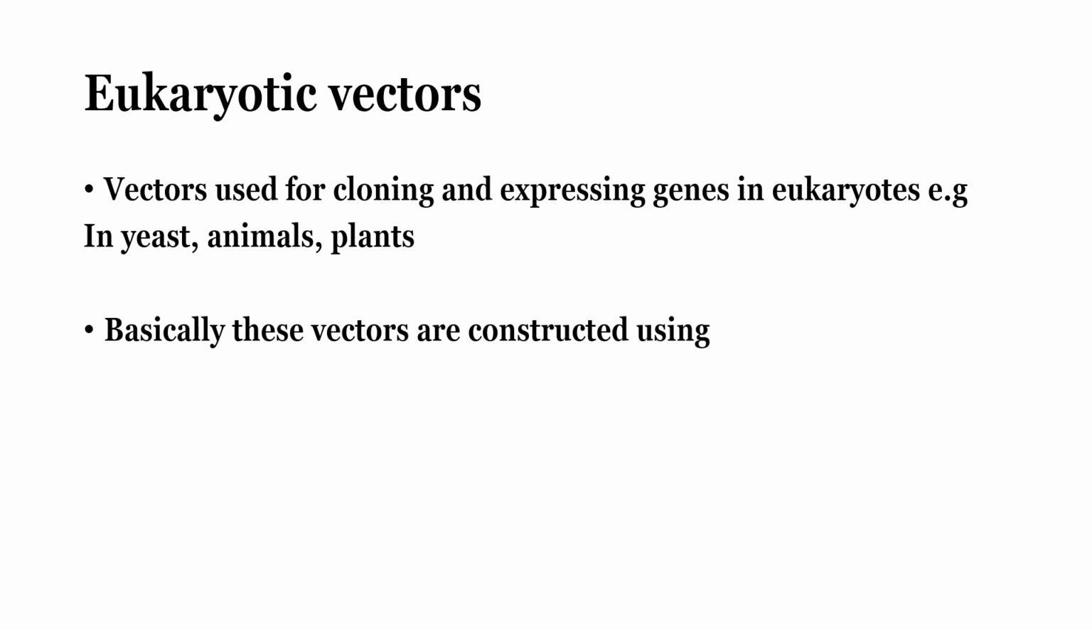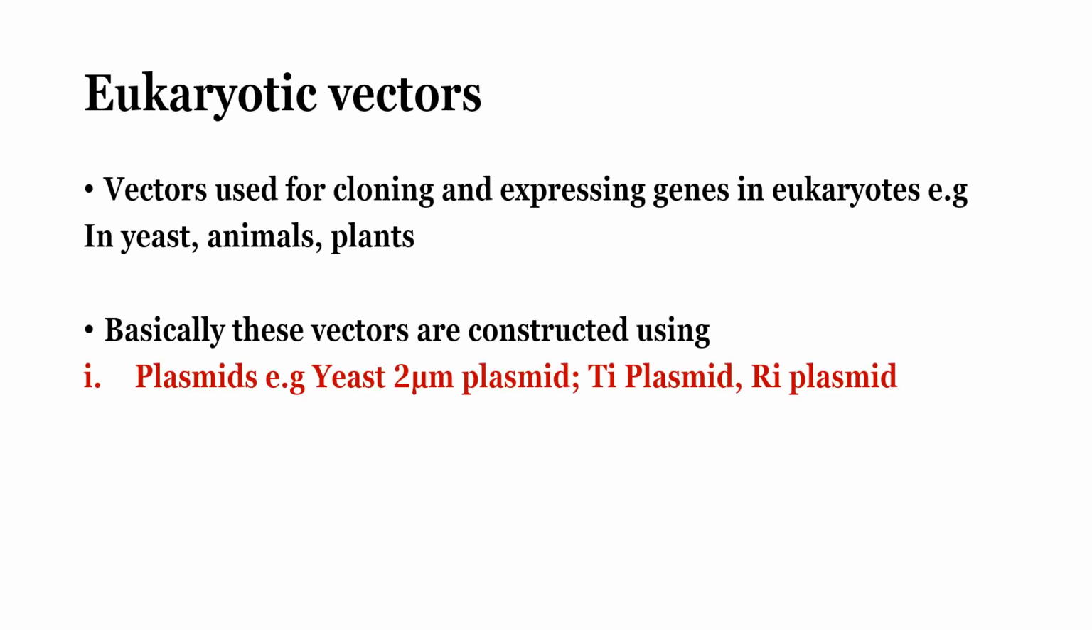What are eukaryotic vectors and why do we use them? Eukaryotic vectors are used basically for cloning and expressing genes in eukaryotes. Which types of eukaryotes are we going to study? Yeast, animals, and plants. Basically these vectors are constructed using the things which are available in these hosts. First thing first, plasmids. Mostly we have seen that plasmids are present in bacteria, but luckily there is a 2 micrometer plasmid present in yeast.